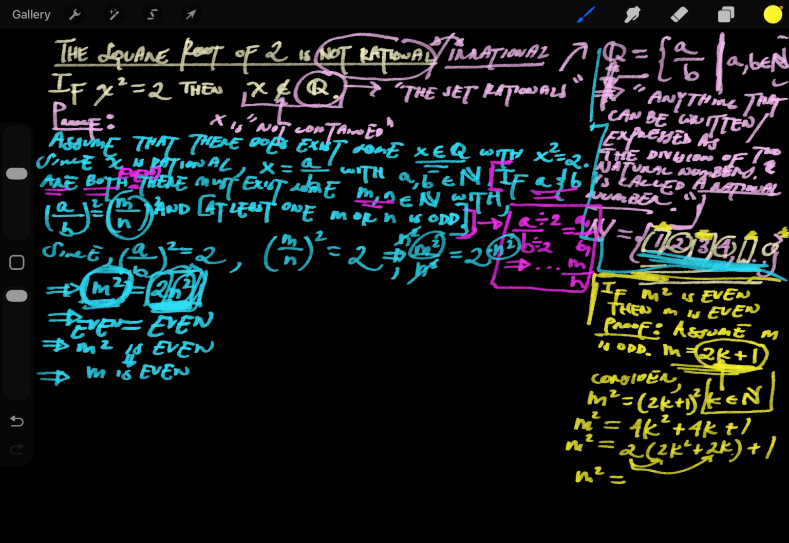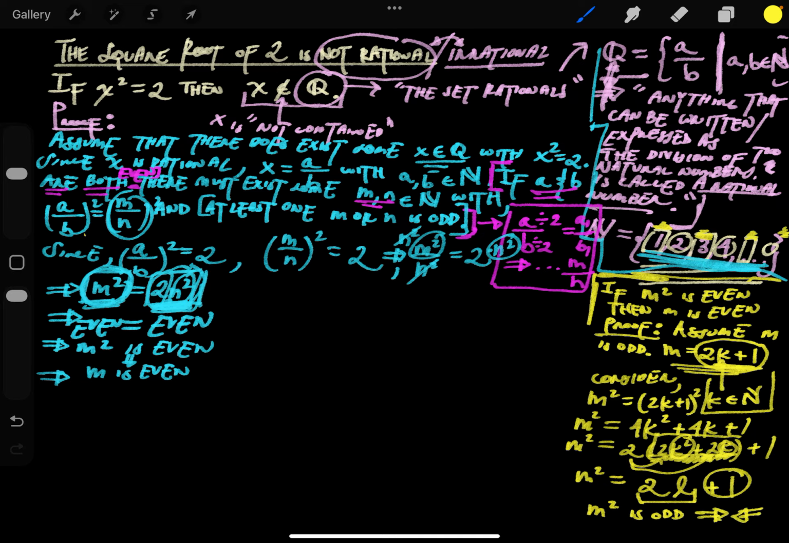But now we should see that this here is some other natural number, whatever you want to call it, L. This is some natural number, right? This is 2 times k, which is a natural number, and then plus k squared times 2 is a natural number times 2. Adding 2 natural numbers together gives another natural number. So this is 2 times L plus 1. This part is even, and then plus 1 makes this odd. And we can say m squared is odd. And this is a contradiction because we're given the fact that m squared is even.